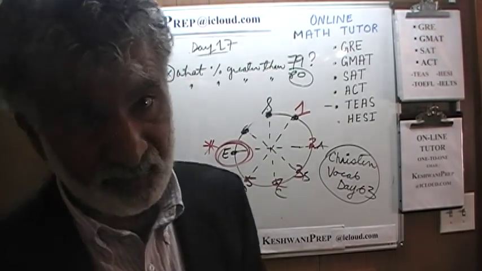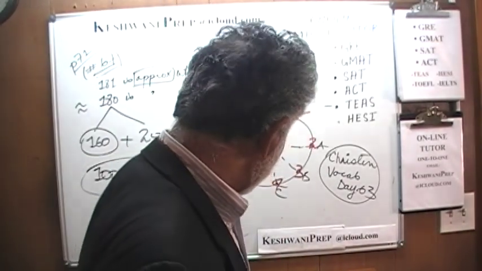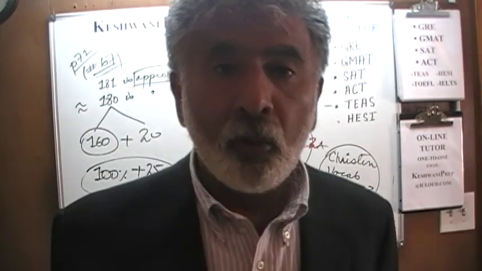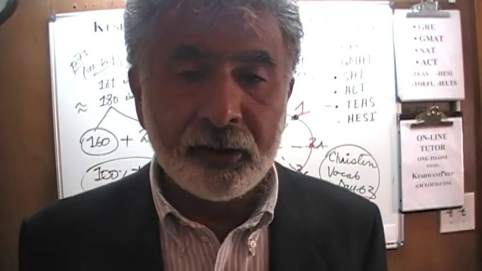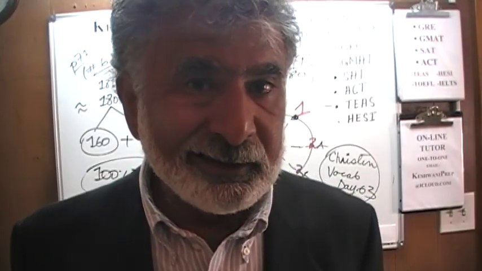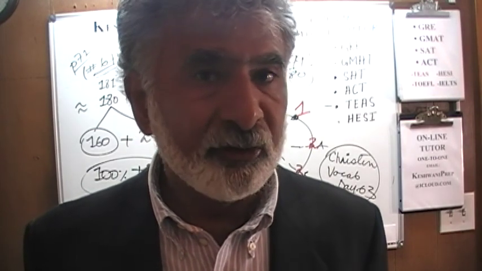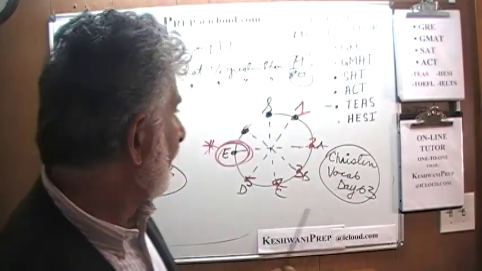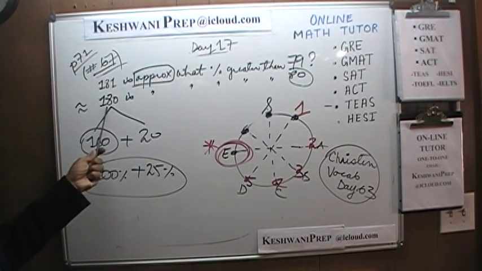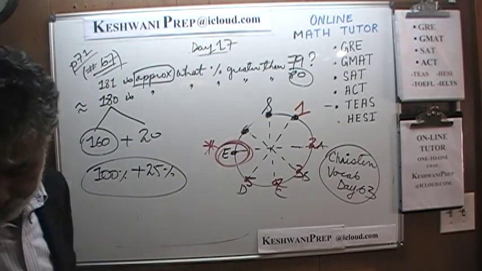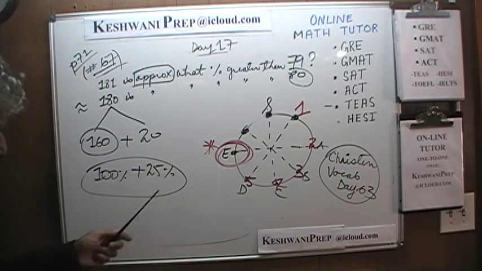180 is 125% greater than 80, which makes sense because 100% of 80 is 80, 25% of 80 is 20, 80 plus 20 is 100, which is exactly what it is. 180 is 100 more than 80. 80 plus 20. That was it.